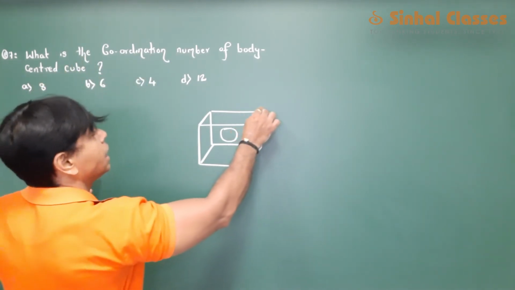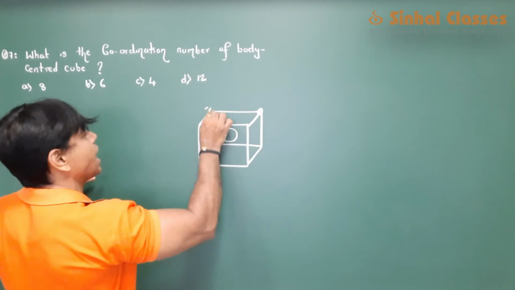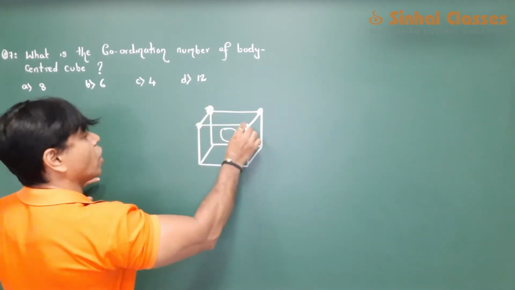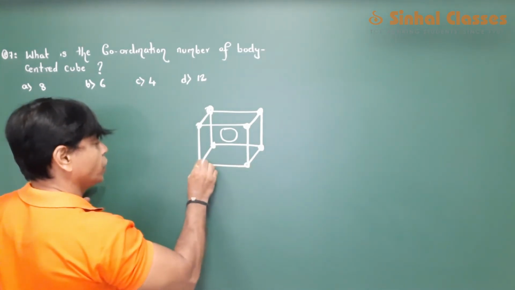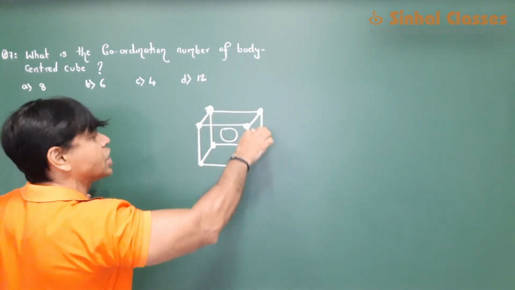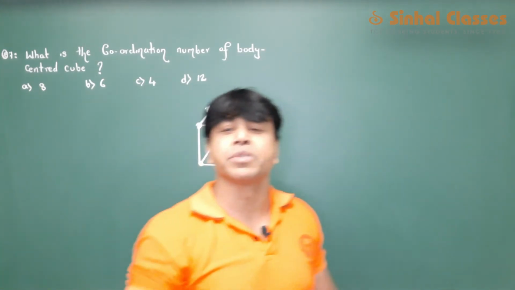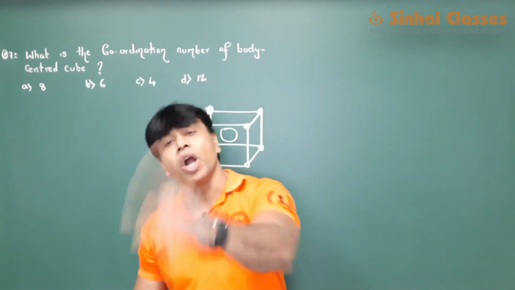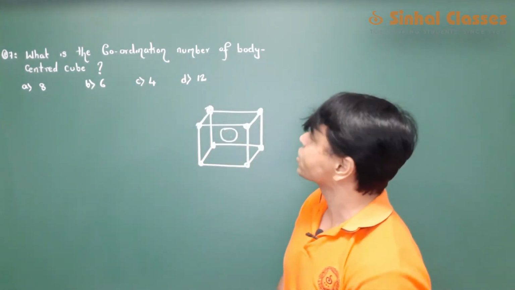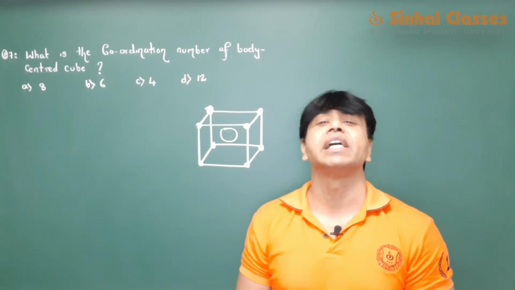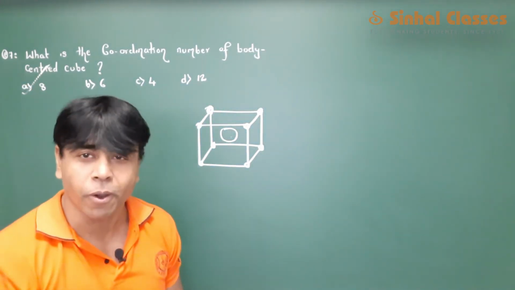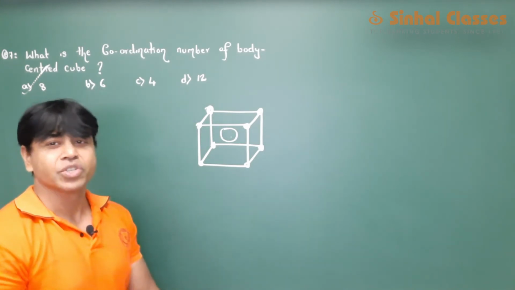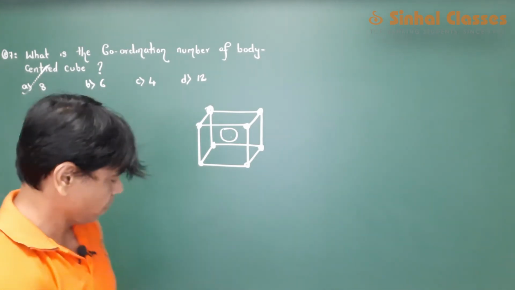In body center, the atoms are present at the corners of the cube and one is at the center. So the center one is touching 8 atoms. So the coordination number in case of body centered is 8. Your answer is A, option A. Okay, so now we go for the next question.